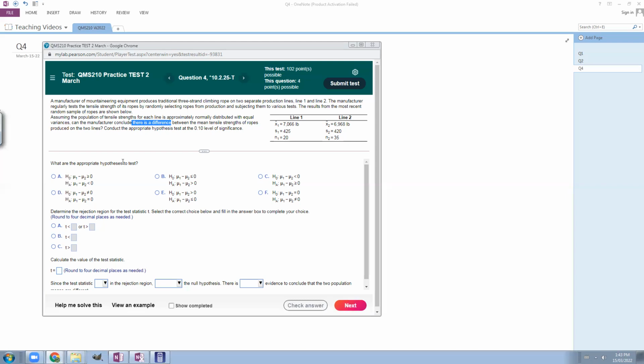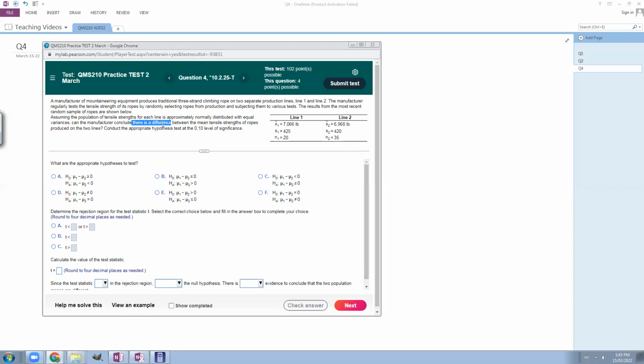What are the appropriate hypotheses to test? The fact that there is a difference is the phrasing used, means that we're not looking for a difference in one direction or another specifically. We're not looking, is line 1 better than line 2, or is line 2 better than line 1? We're looking generally for, is either one better than the other?